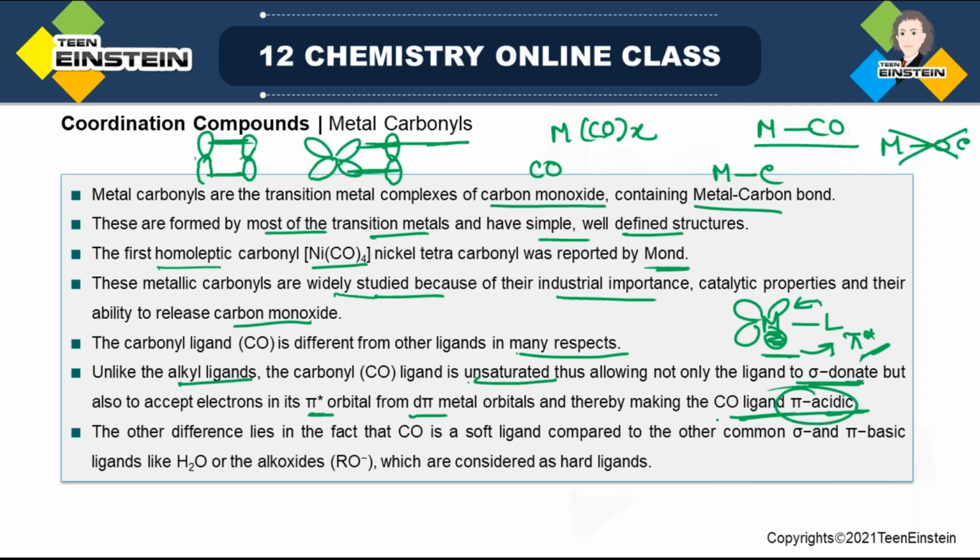So suppose 4 or 3 ligands are given and it is asked which one is a pi acidic ligand. If any of these ligands is CO, you can consider it the correct answer.